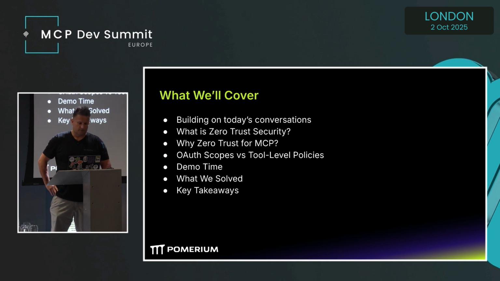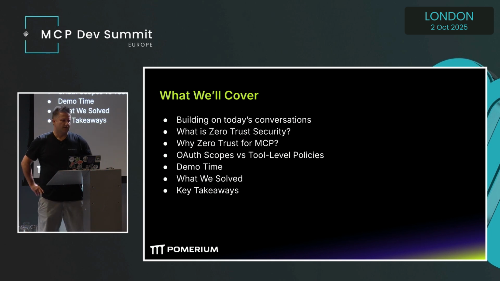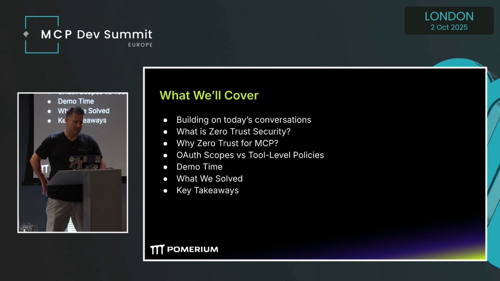And we're just going to cover these things here today. Building on some of today's conversations that have already happened in other talks: What is zero trust security? Is anybody familiar with zero trust security here? Cool. All right. And then why zero trust for MCP? We'll go over OAuth scopes versus tool level policies. And then we'll have a demo. Most of this is going to just be me clicking and showing stuff, basically how I do dev normally. And then some of the takeaways and what we solved with this kind of workflow.